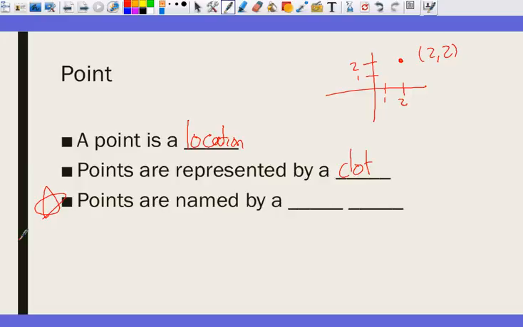Good guess, though. Okay. Points are named by a, does anyone know? Very good guess. By what? By y equals a? Oh, I'll give you a hint. It's a type of letter. In fact, the second one is actually letter.